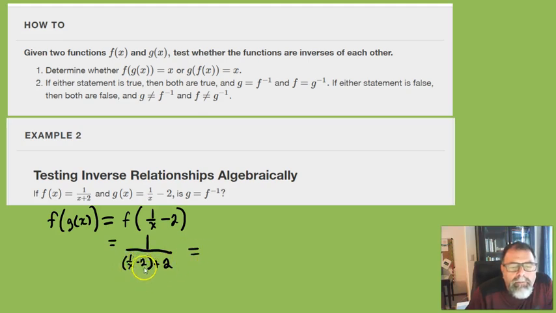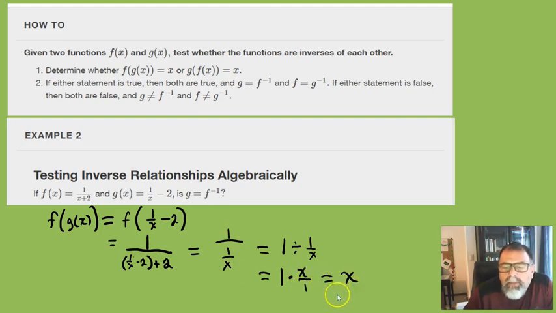Now with order of operations, we can drop these parentheses because there's nothing out in front. And then the minus 2 and plus 2 make 0, and then 1 over x plus 0 is just 1 over x. And then 1 over 1 over x, you view this as division, 1 divided by 1 over x, then you're going to multiply by the reciprocal. Or you can view this as just saying the reciprocal of 1 over x, which is just x. Okay, so that works. Now we have to test both directions.